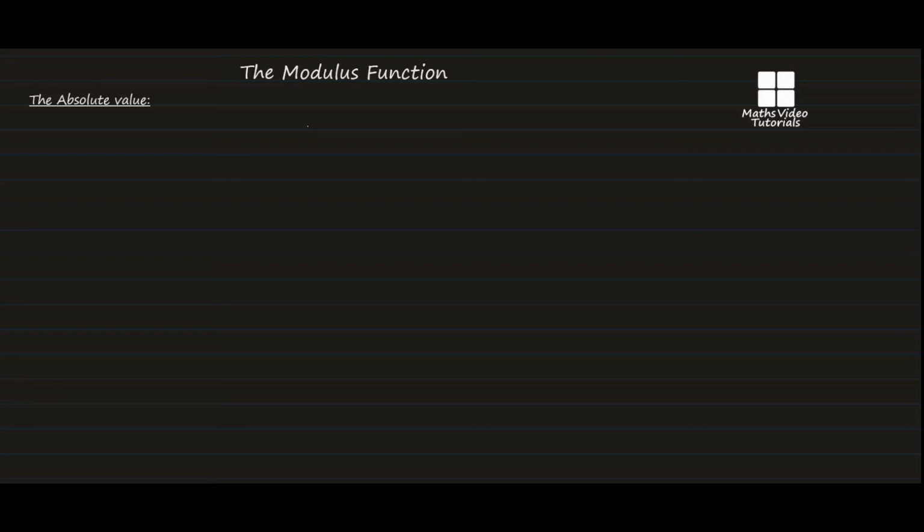For example, if we have a vector that is 4 across and 3 up, and we want to calculate the magnitude of this vector, we use 2 vertical bars on either side of the vector. This is absolute value, and it will return a value of 5. So you can see this absolute value will return just the value 5 without any sign.